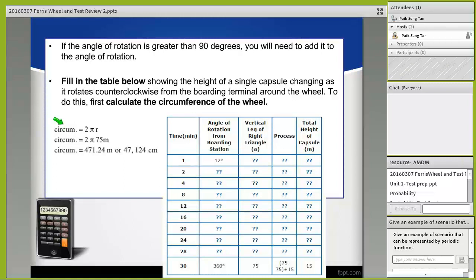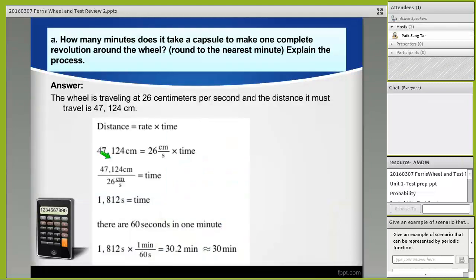The circumference formula is 2 pi r, and we know the radius is 75 because it's half of 150. So you enter it in your calculator, and you should get 471.24 meters or 47,124 centimeters. The reason we need centimeters is because the speed of the capsule was given in centimeters per second.